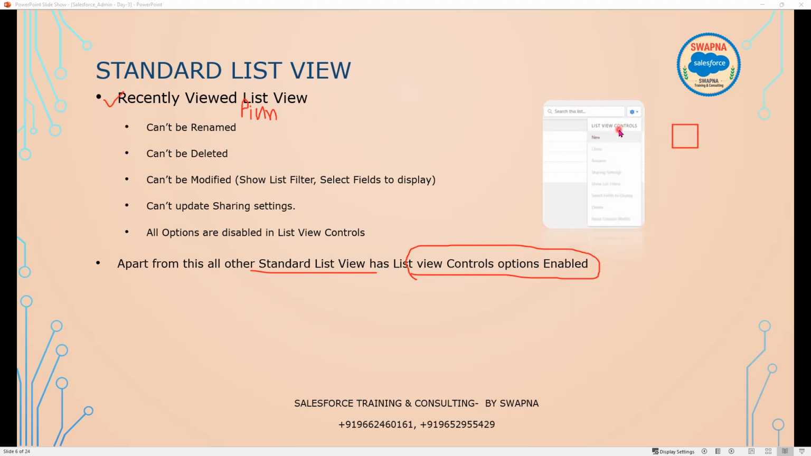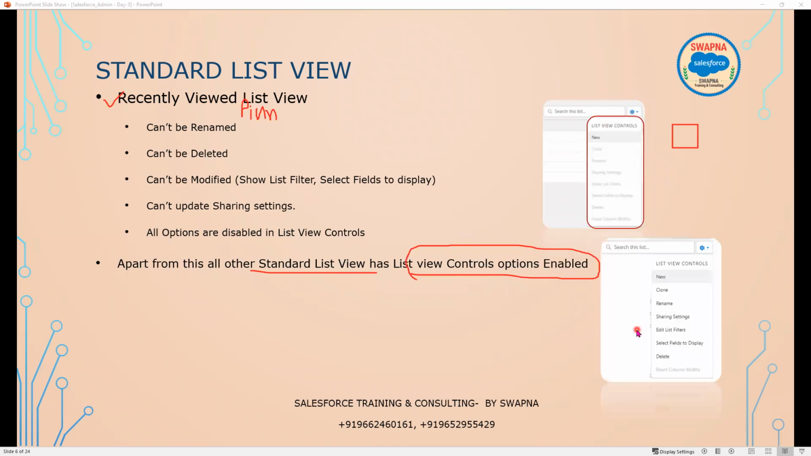Only the new list view you can create, but you cannot edit, delete, or modify anything on the existing recently viewed list view. If you go to any other standard list view, apart from recently viewed and recently viewed pinned, you can see clone, rename, sharing settings, edit list filter, select fields to display, and delete. All of these options are available.